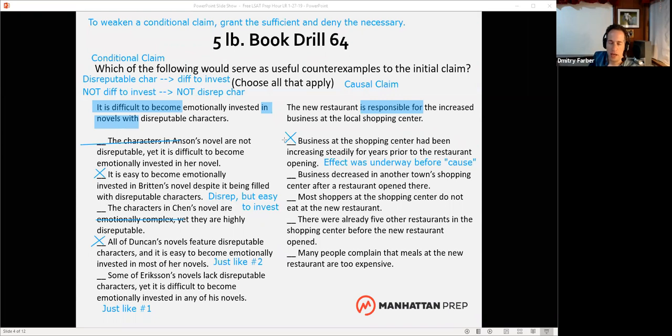No worries. Yeah, so let's see, what about number three? What if it says most shoppers at the shopping center do not eat at the new restaurant? Does that tell us, would that make us think that the new business couldn't be from the new shoppers?